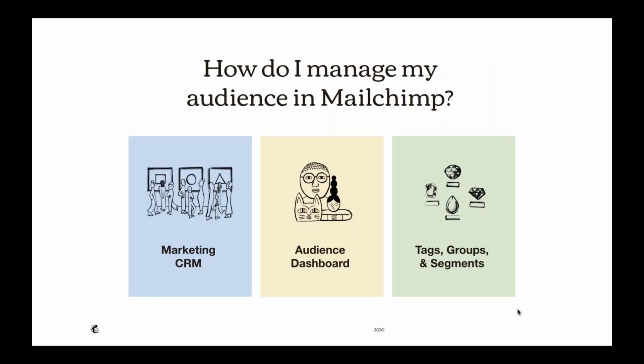So now, let's break down the different aspects of managing your audience in Mailchimp. First up, marketing CRM. CRM stands for Customer Relationship Management. A CRM can help you create audience segments that target specific groups of customers based on their interests, demographics, behavior, and more. That way, you can communicate with your entire audience while making your marketing unique for every customer.